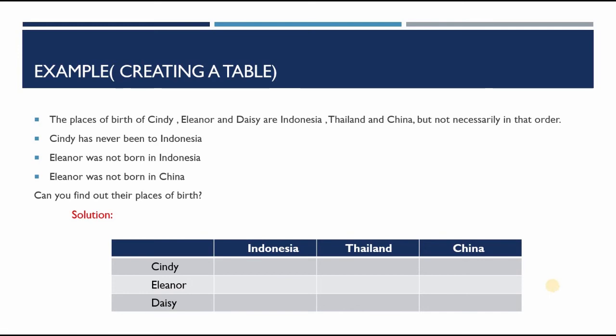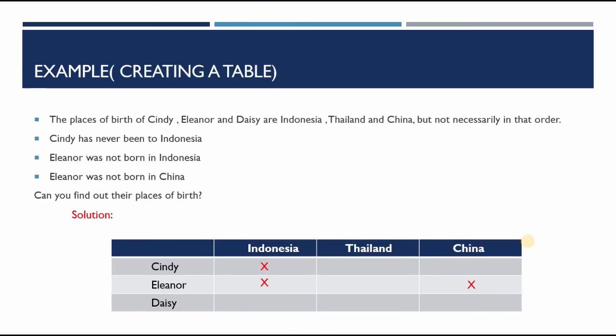Okay, let's check your answer. So, let's check our conditions. Sydney has never been to Indonesia. So, we know now Sydney is not from Indonesia. Eleanor was not born in Indonesia. So, we know Eleanor is not from Indonesia. And also, we know Eleanor was not born in China. So, Eleanor is not from Indonesia or China, therefore she's from Thailand, right? So now we know Eleanor is from Thailand.